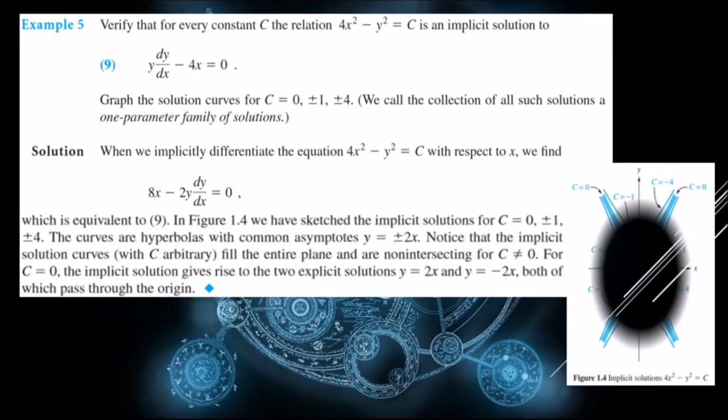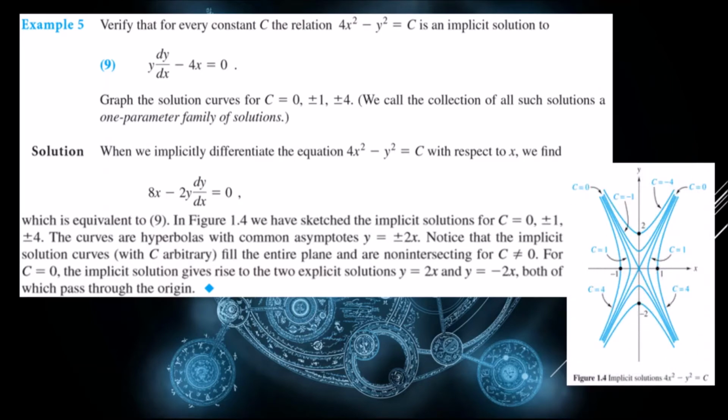Okay, so here is our figure 1.4. The curves are hyperbolas with common asymptotes y equals positive or negative 2x. Notice that the implicit solution curves fill the entire plane and are non-intersecting for c not equal to 0. For c equal to 0, the implicit solution gives rise to the two explicit solutions y equals 2x and y equals negative 2x, both of which pass through the origin.